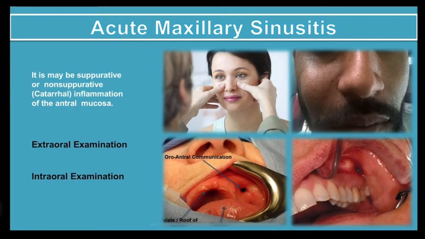First, we're going to explain acute maxillary sinusitis. It may be a suppurative or non-suppurative inflammation of the internal mucosa. We also have the extraoral examination, like here, tenderness, and also a swelling. And we have the intraoral examination that shows an oroantral communication or also swelling intraorally.